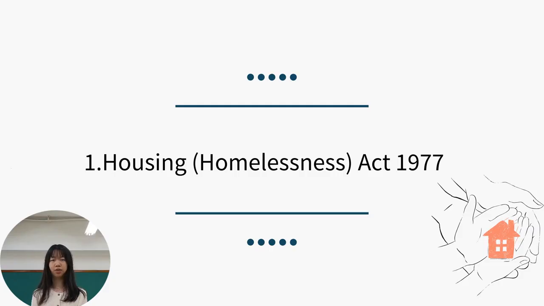A special point about these laws is that if the local government determines that the applicant has deliberately chosen to become homeless, like voluntarily giving up their housing, they may refuse to offer the assistance.